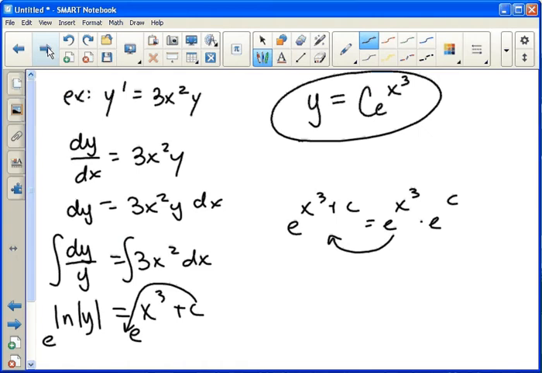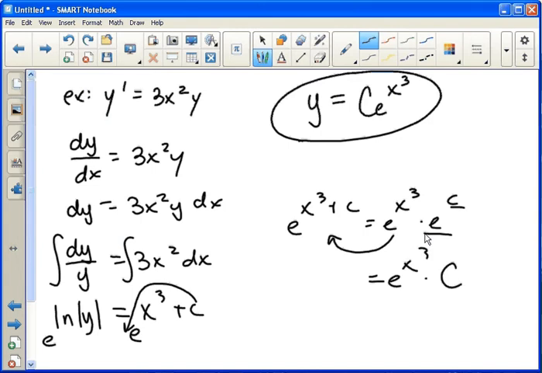So the bottom line here is that you can separate these two things this way, and then e is just a number and c is just a number. So e raised to the c, a number raised to a number, is just a number. So we just call that capital C, just to make it different from the other one, and then I just brought it out front.